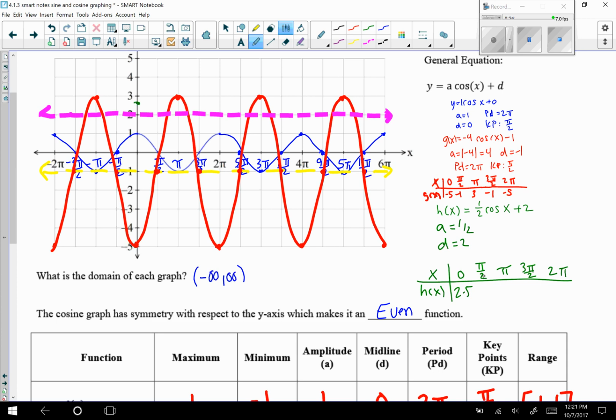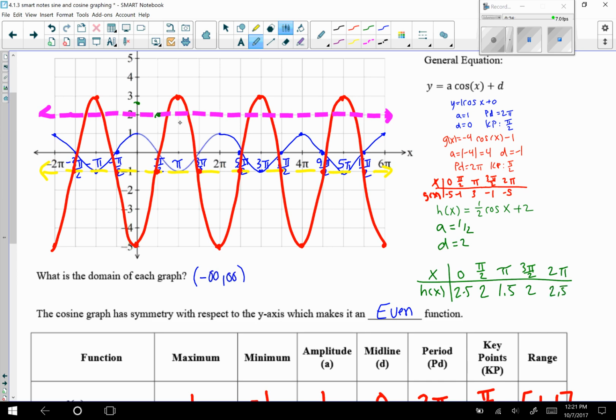Then at pi over 2, the cosine of pi over 2 is 0. 0 times 1/2 would be 0, plus 2 is just 2. So now this point is here at 2. At pi, the cosine of pi is -1. So -1 times 1/2 is -1/2, plus 2 would be 1.5. And then the cosine of 3 pi over 2 is 0. And so that's going to be the same as this value here, so 2. And the cosine of 2 pi is 1, which is the same as 0. So that's going to give me 2.5.